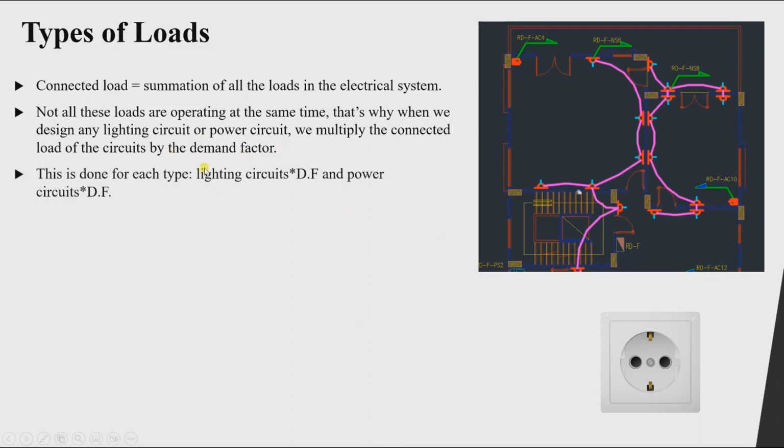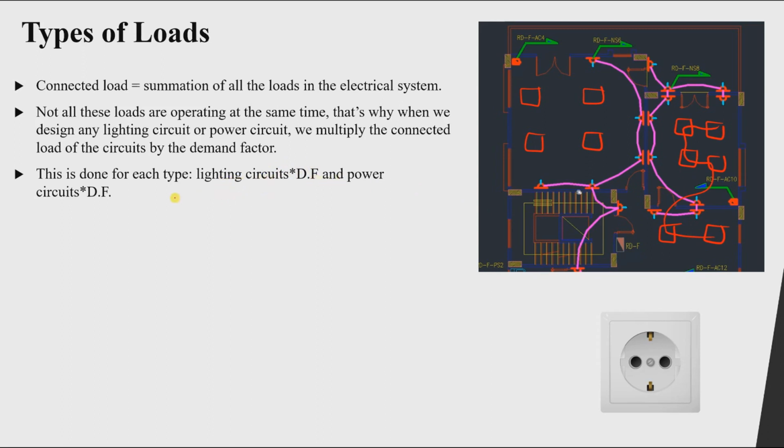So this demand factor is actually applied for what? Applied for lighting circuits and power circuits. Power circuits like this one. And for lighting circuits, for example, you will find that in this room, let's say we have 1 luminaire, 2, 3, and 4, 5, 6, 7, 8, all connected like this together. So not all of these will be working together. So we have also a demand factor for lighting circuits.